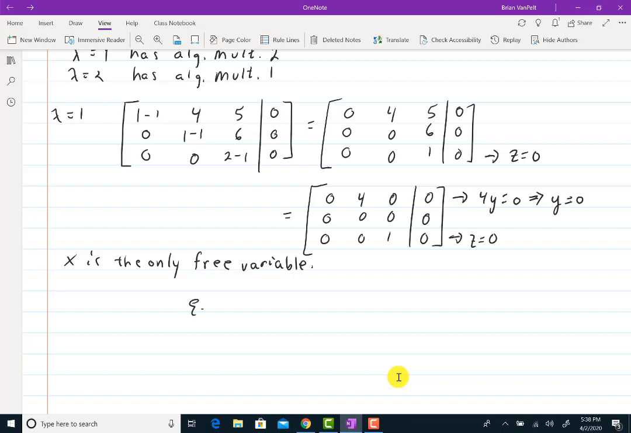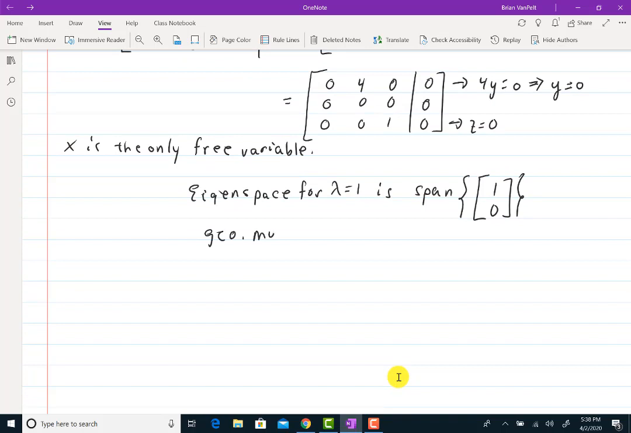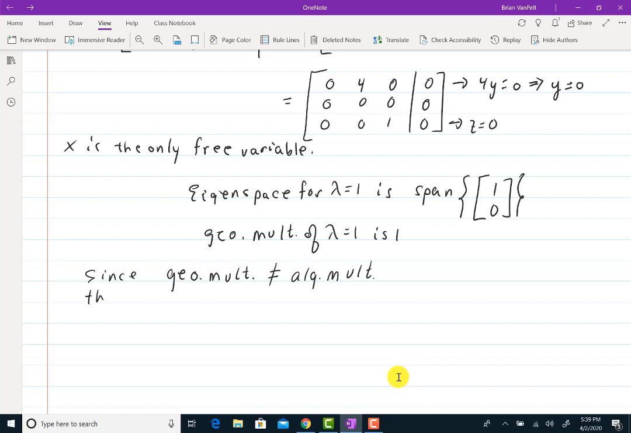That means the eigenspace for lambda equals 1 is the span of the vector with x free, 1, 0, 0. So the geometric multiplicity is 1. Since geometric multiplicity does not equal algebraic multiplicity, the matrix is not diagonalizable.